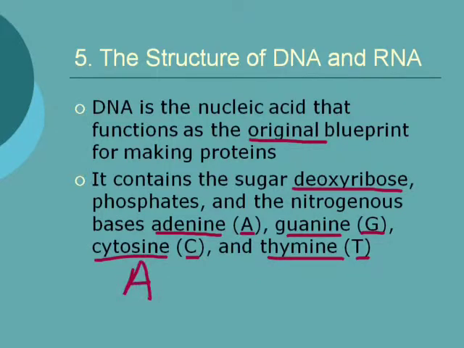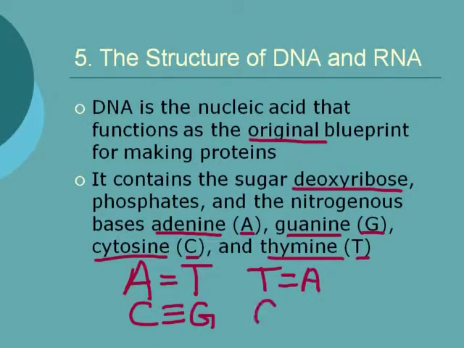A's will always double bond with a T, and C's will always triple bond with a G. So anytime you see a T, it'll be with an A, and a G will always be with a C. So just like that. A's will be with T's, G's will be with C's.